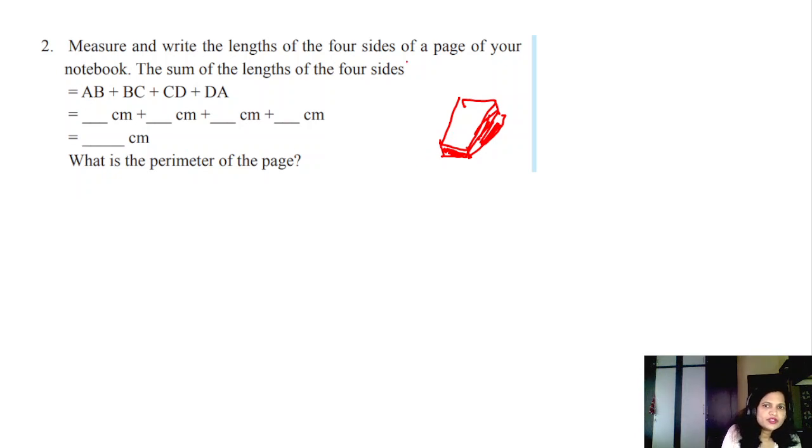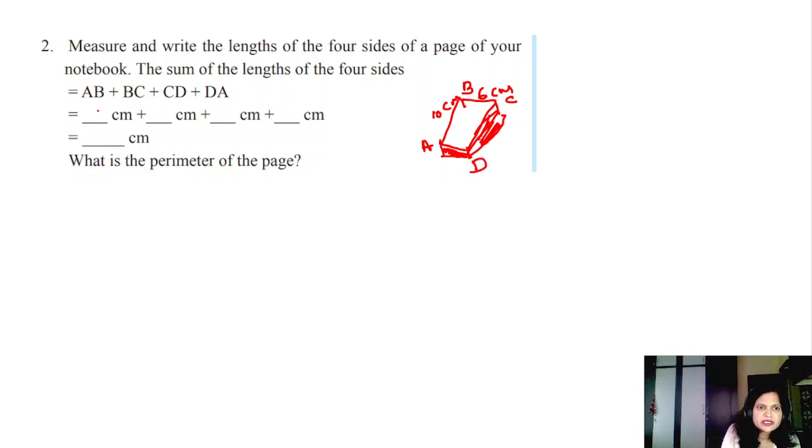Measure and write the length of the 4 sides of the pages of notebook. Maybe it is 10 centimeter, I'll take. This size 6 centimeter I'll take. You measure with your scale, you'll get the exact distance. Okay. A, B, C, D, D, A. I start with this, A, B, C, D.